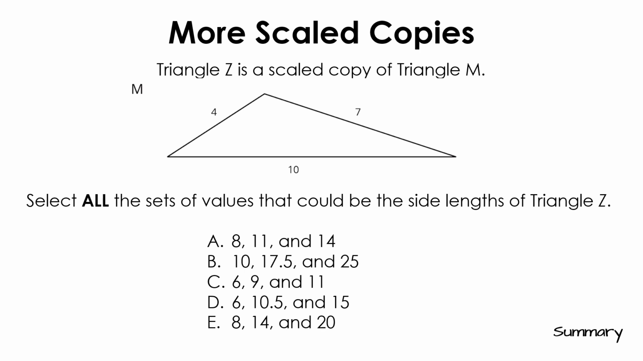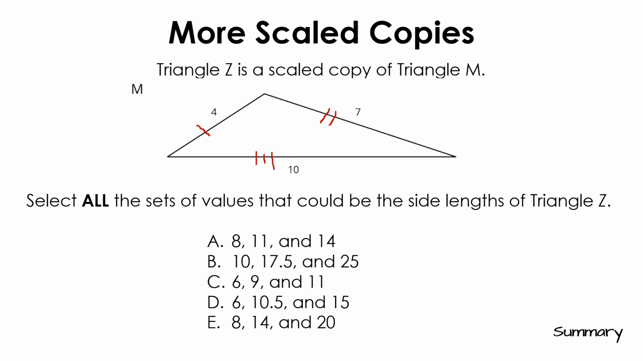And more scale copies. Triangle Z is a scale copy of triangle M. Select all of the sets of values that could be the side lengths of triangle Z. Your best bet is to take these different side lengths, figure out what they correspond with. So it looks like the smaller number would be this part. The second largest number would be this hypotenuse here. And then the third largest number would be here.